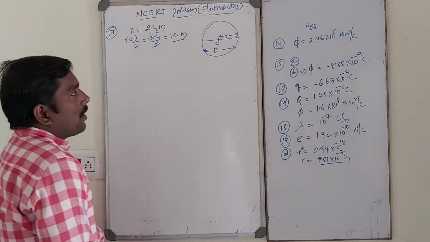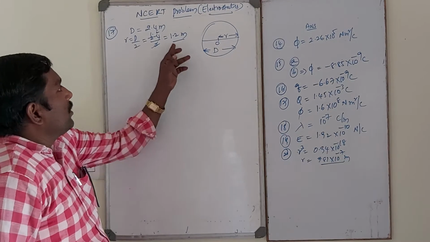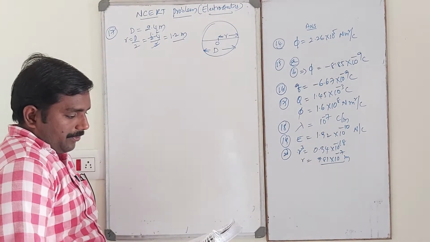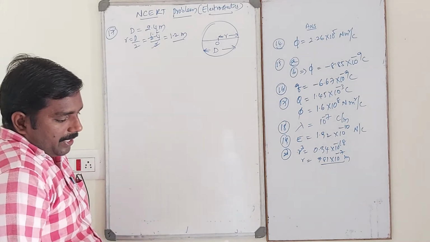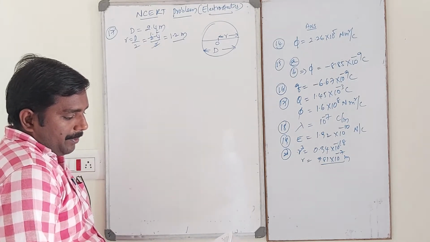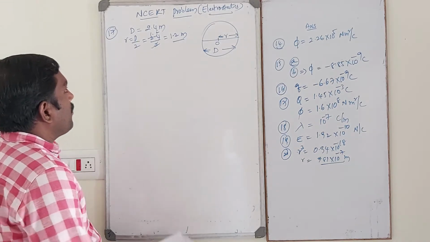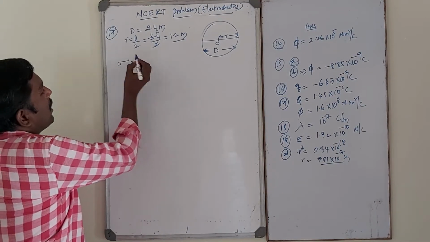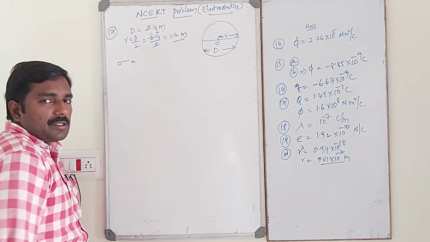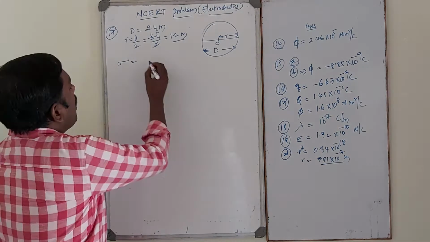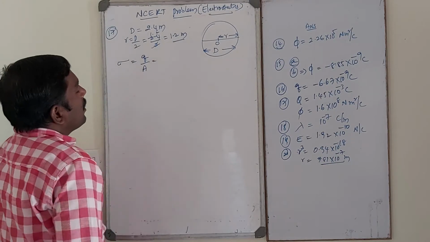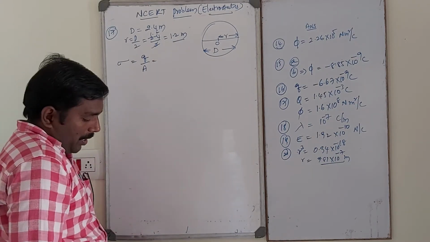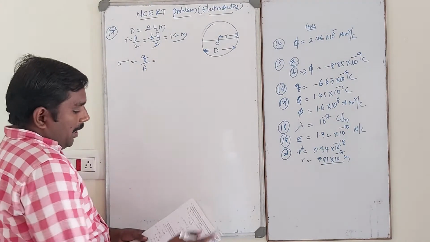Let O be the center of the sphere. So 1.2 meter diameter, of course, 1.2 is the radius. A uniformly charged conducting sphere of 2.4 meter diameter has surface charge density of... See, dear students, surface charge density means charge per unit area. So what is the value of surface charge density?